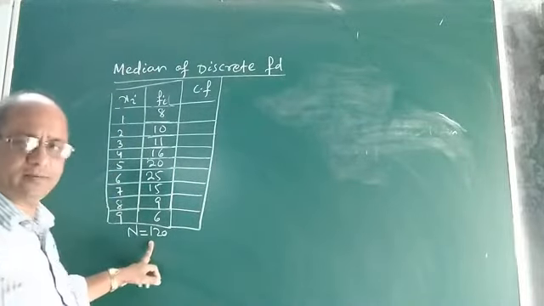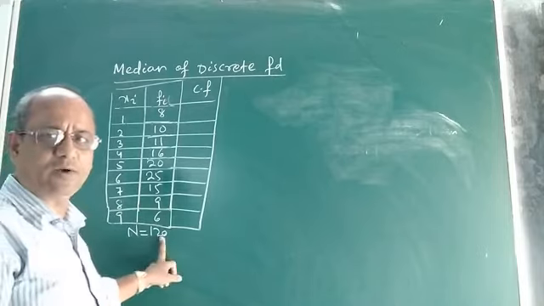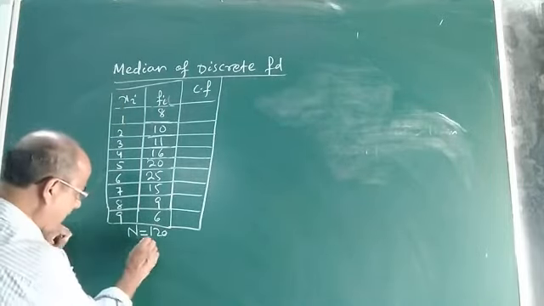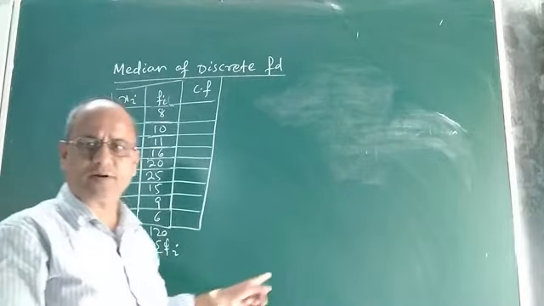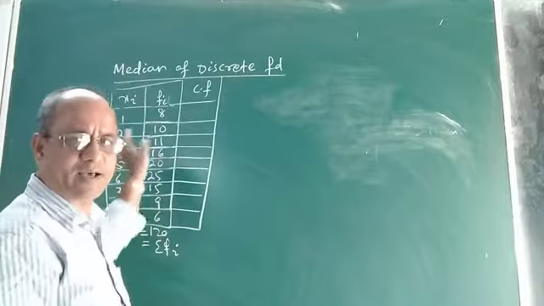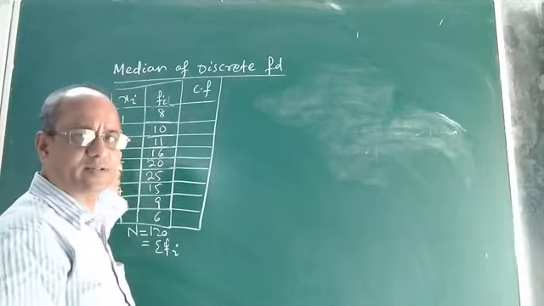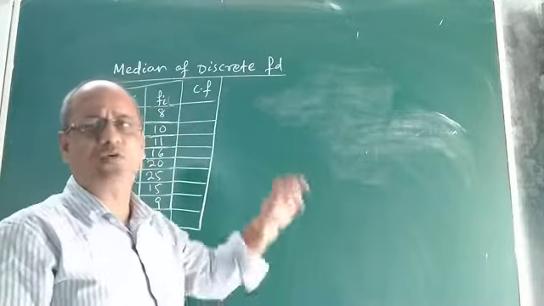And how many total observations are there in this distribution? There are 120. N equal to 120 means it is sigma fi. So the total number of observations, which is equal to the sum of frequencies, is 120. That means there are 120 observations in this discrete frequency distribution. Now the point is how to get the median.